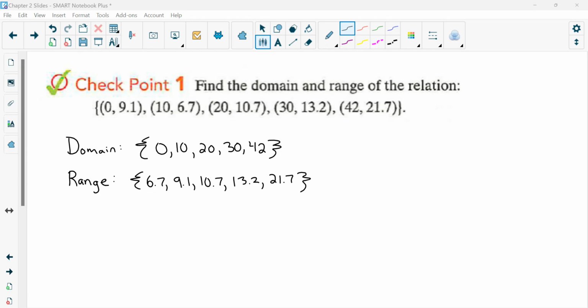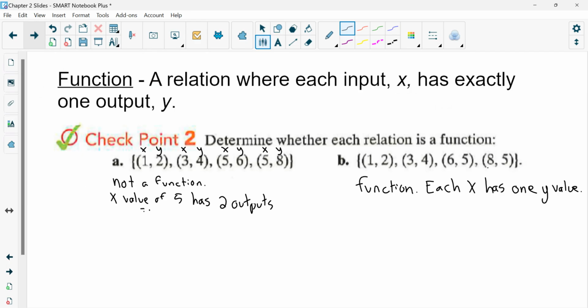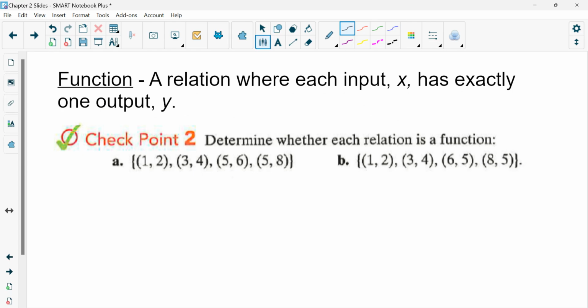We will get into more domain and range tomorrow, but for right now, domain and range of ordered pairs. We're also going to be talking about functions. So for a function, the definition, remember, is each x has one y. So if your x value has just one y value, then it's a function.